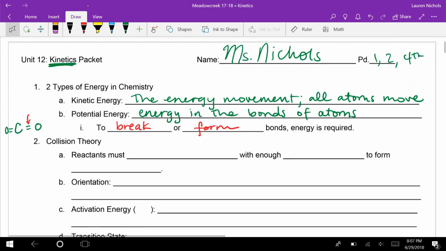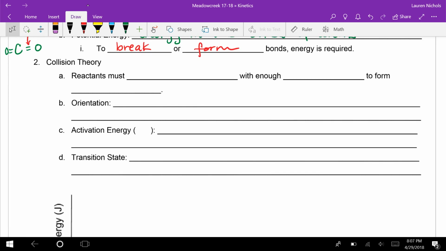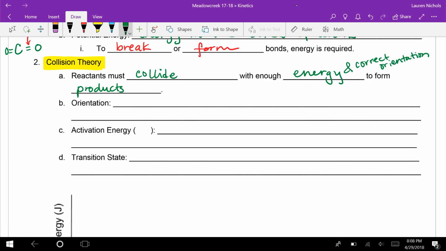And so when we're talking about movement, we're talking about how atoms move, and in that movement, how do they react? And so we have this really important theory that we need to go over. It's called the collision theory. What the collision theory says is that reactants must collide, which makes sense based on the name of this theory, with enough energy to form the products. And what it should say is with enough energy and correct orientation. And I'll explain what I mean by that. We're going to break it down.